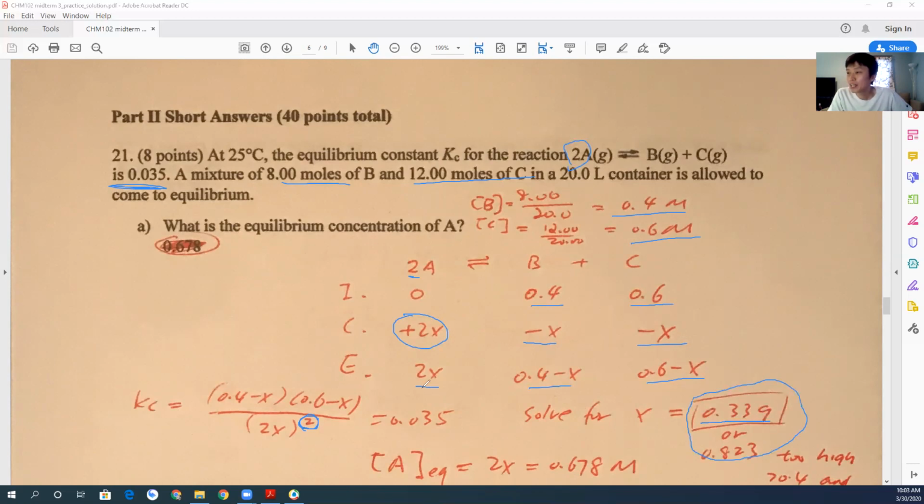Right, so for A at equilibrium, the concentration is 2x. So the equilibrium concentration for A will be 2 times the x. So that will be the answer.